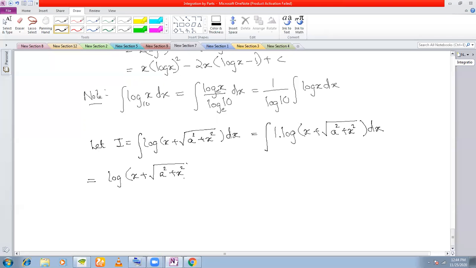You take this as your first function into the integral of dx, minus the integral of the derivative of, let's put it in box brackets, the derivative of log of x plus root a square plus x square, into the integral of dx, and the whole thing within dx.